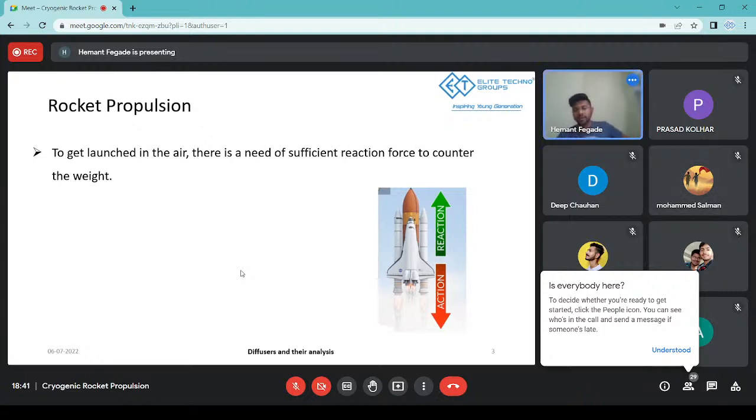Exactly, exactly. Now, with the fuel, the basic thing is you need a fuel which should be able to generate enough amount of thrust. Okay, so let's say this is your rocket, then thrust is being generated at the expense of momentum loss. The more momentum you lose, the more thrust you gain. So that's the basic concept.